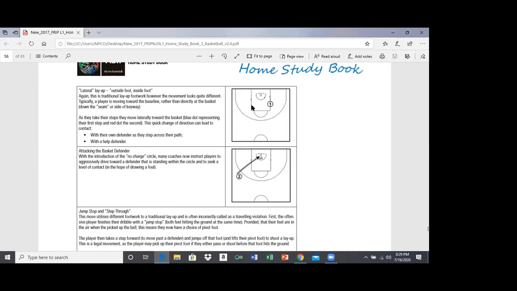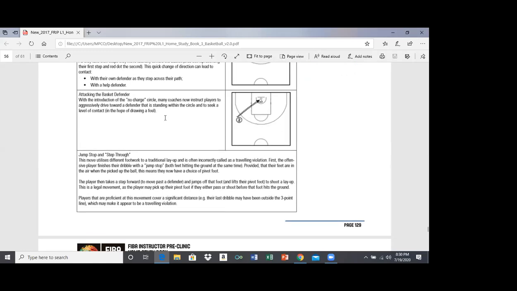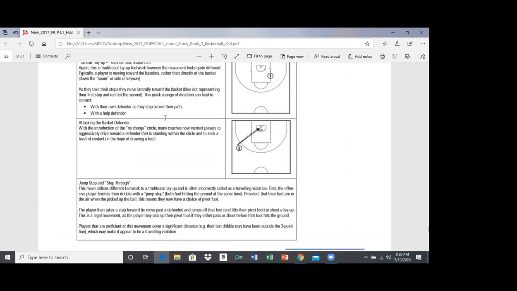Lateral layup, outside foot, inside foot. Again, this is a traditional layup footwork. However, the movement looks quite different. Typically, a player is moving towards the baseline rather than directly to the basket, down the seam or side of the keyway. As they take their steps, they move laterally towards the basket. Blue dot representing their first step, which is in the first diagram, and the red dot the second step. This quick change of direction can lead to contact with their own defender as they step across the path or with a help defender.